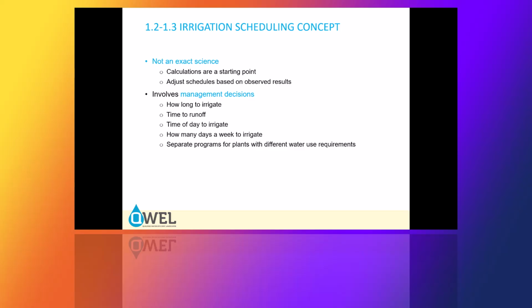What time of day do we want to operate the irrigation system? That's related to the cycle start time. How many days each week do we want to operate the irrigation system? That's our frequency of irrigation. And different types of plant materials have different water requirements and root depths, so they require separate irrigation programs. These are all things we need to take into account when we're setting up our irrigation schedule.